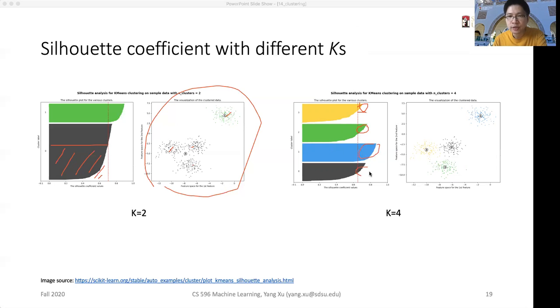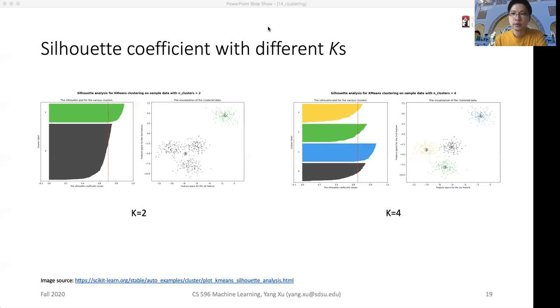Here we didn't show a direct comparison of the values, but we can see that if we use k equals 2, then at least for cluster 0, it is not a good result because the majority part has a pretty low silhouette score. But if we use k equals 4, then all four resulting clusters have better silhouette scores.